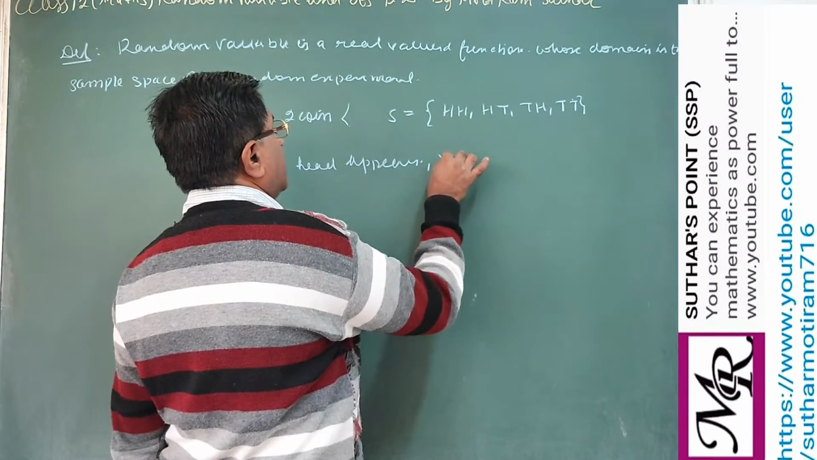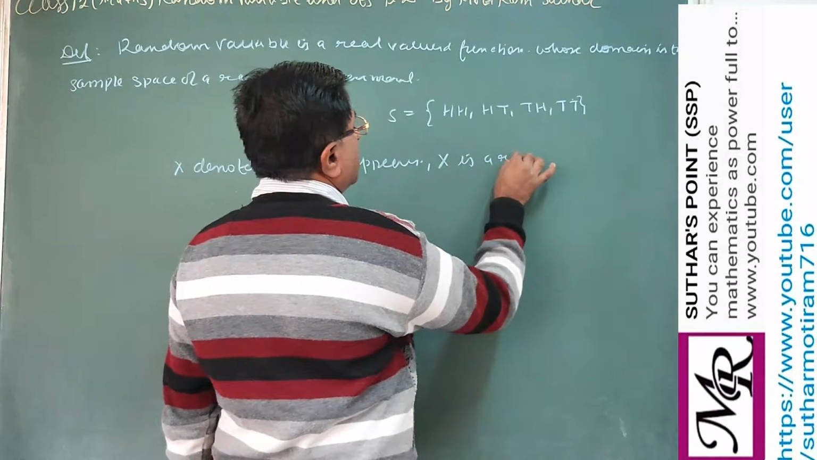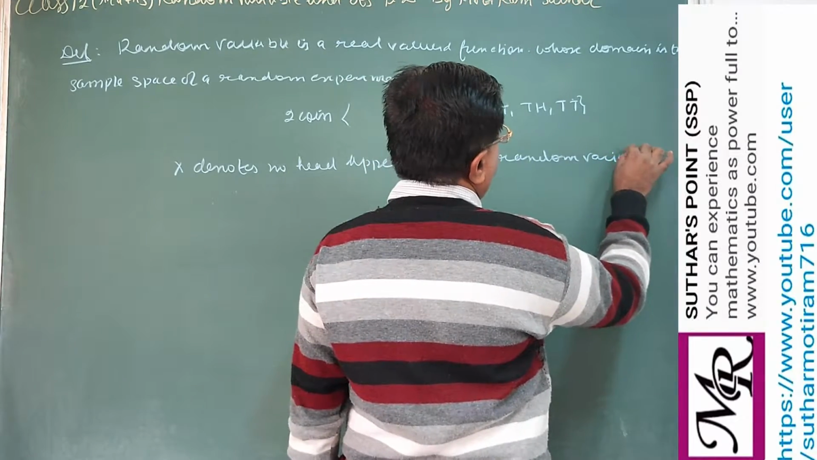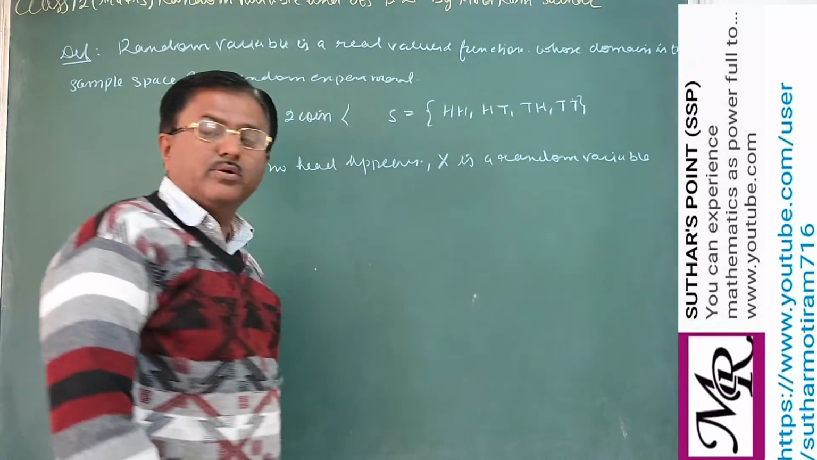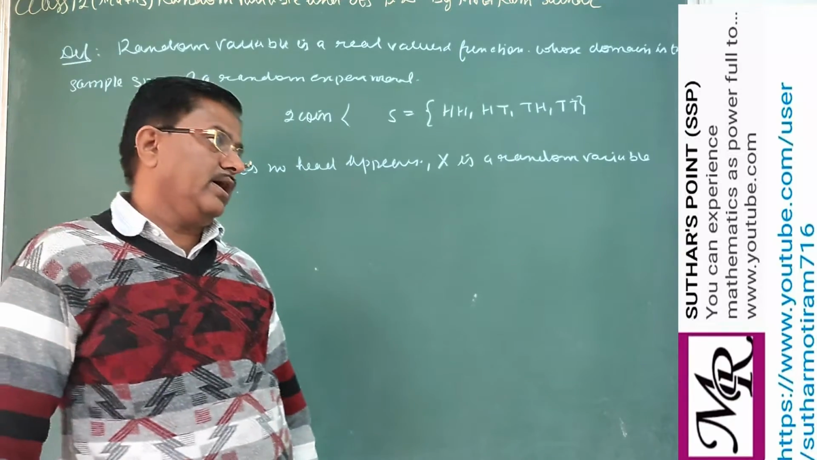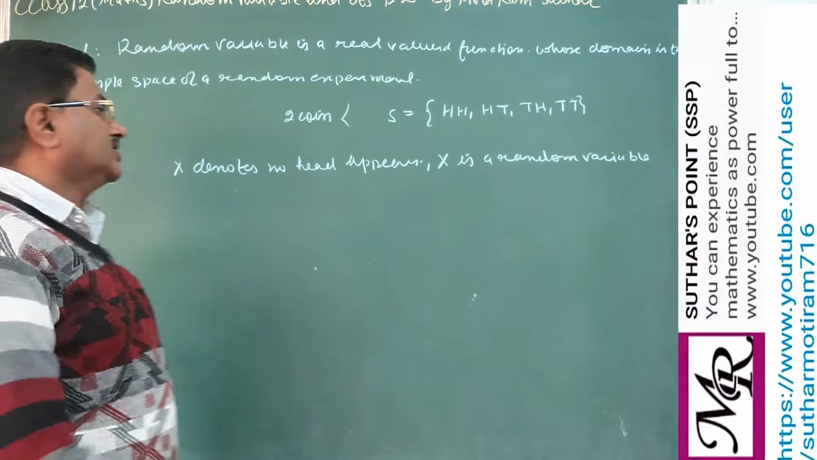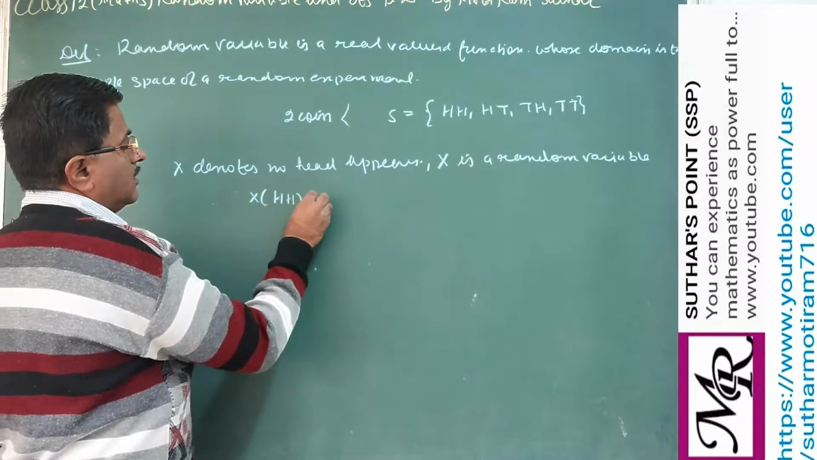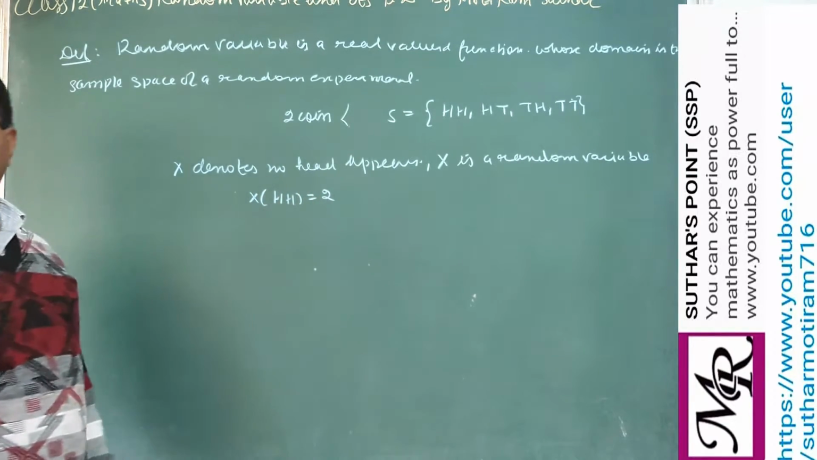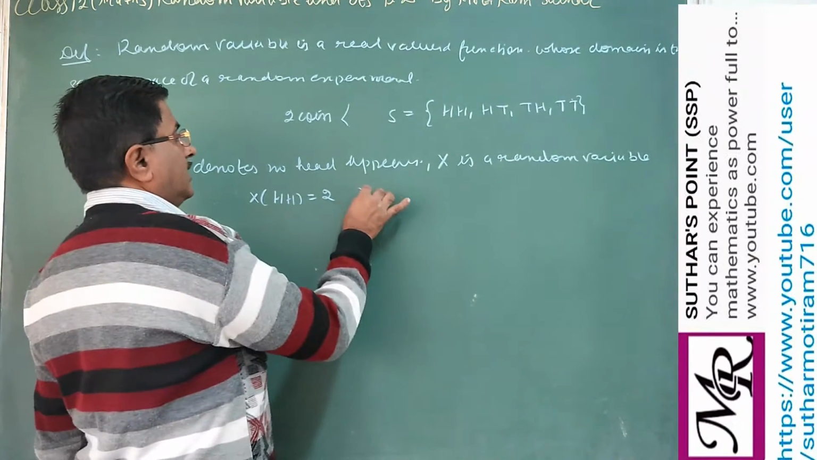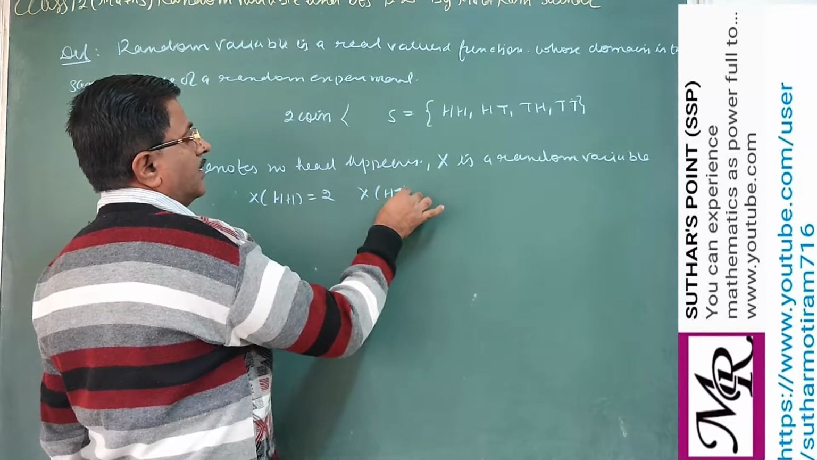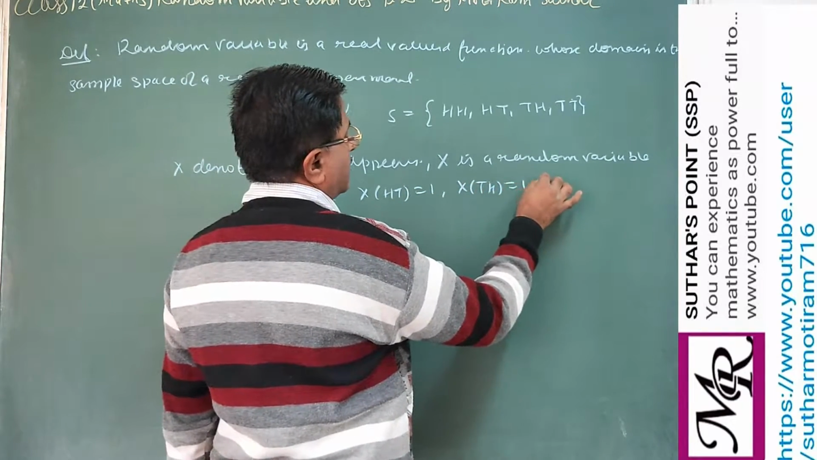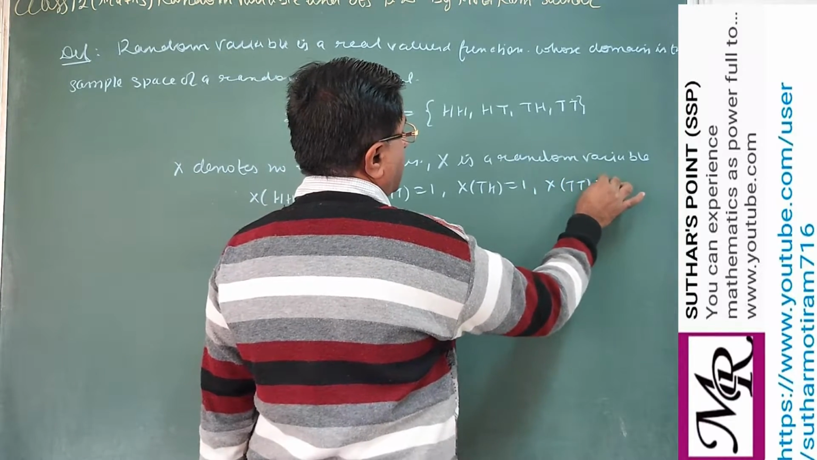So what is our random variable here? X is a random variable. We have given X the name random variable because we want to know how many heads appear each time. So the first time, what will the value of X be? How many heads? 2. Second time head, third time head, and fourth time head.